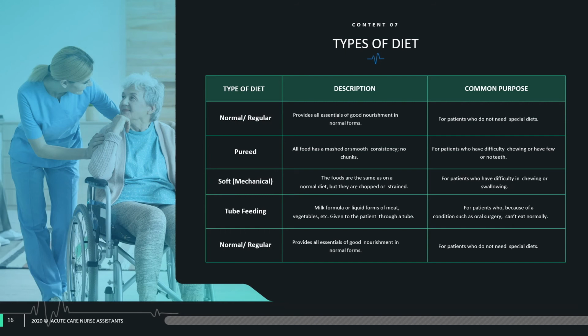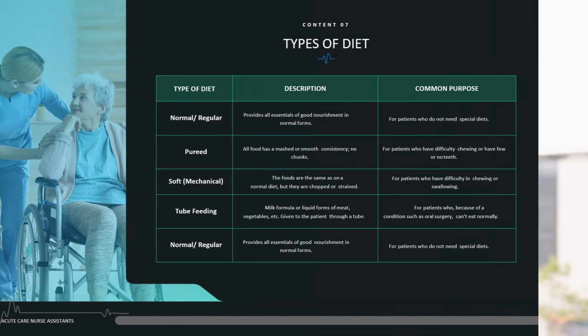Pureed. All foods have a mashed or smooth consistency, no chunks. For patients who have difficulty chewing or have few or no teeth. Soft, mechanical. The foods are the same as on the normal diet, but they are chopped up or strained. For patients who have difficulty in chewing or swallowing. Tube feeding. Milk formula or liquid forms of meat, vegetables, etc., given to patients through a tube. For patients who, because of a condition such as oral surgery, can't eat normally.